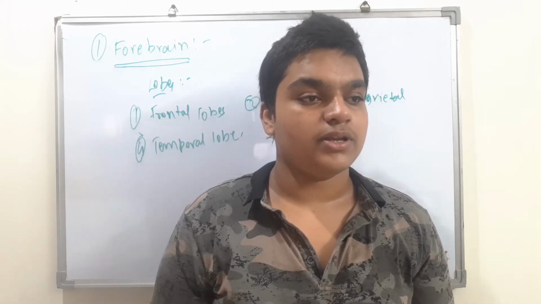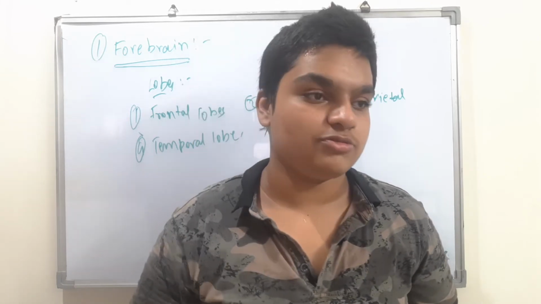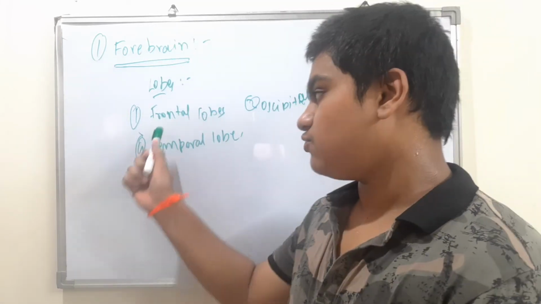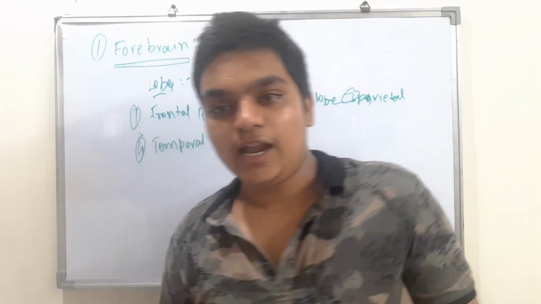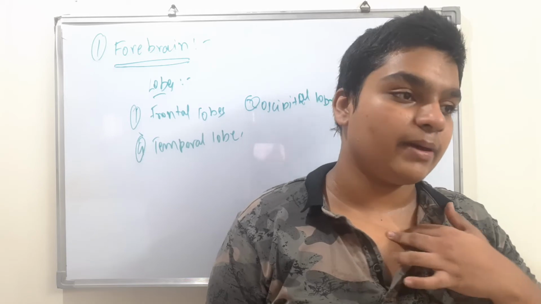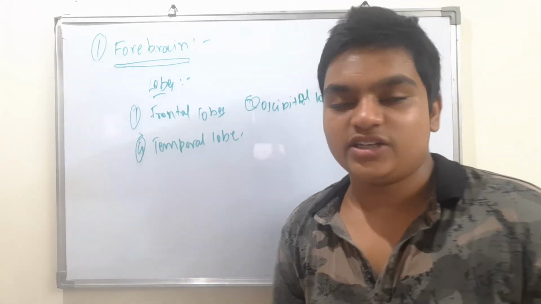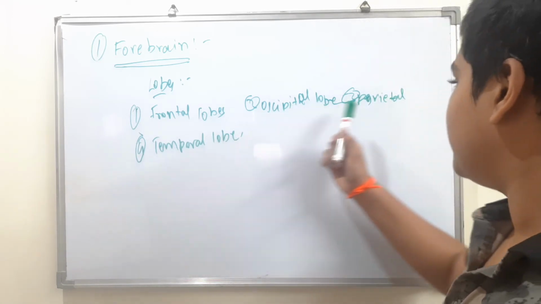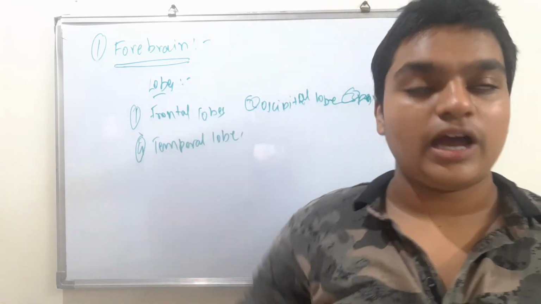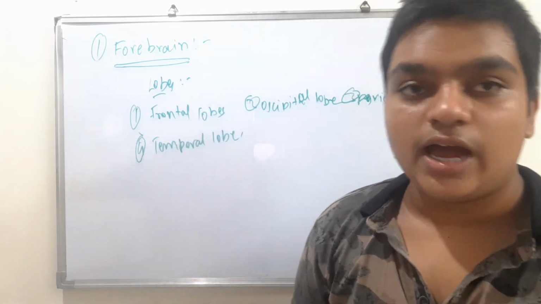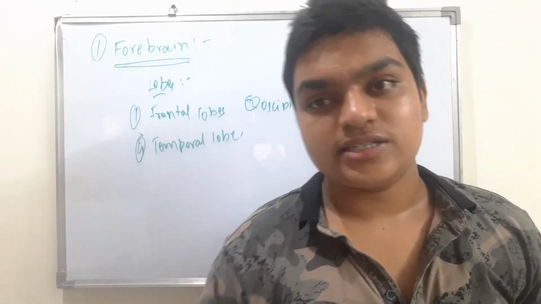What are the functions of these four lobes? First one is the frontal lobe. It is present on the front part of our brain, and it helps in thinking, memory and behavior, movement we have seen. Next one is the parietal lobe, which we have seen here. This parietal lobe helps in touch, feeling touch, and communication using language. That is the second lobe.